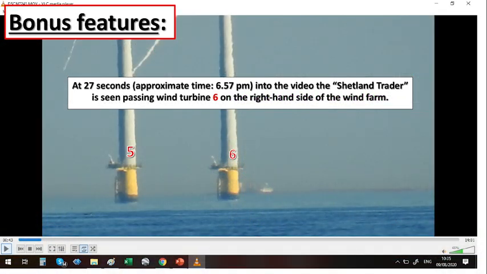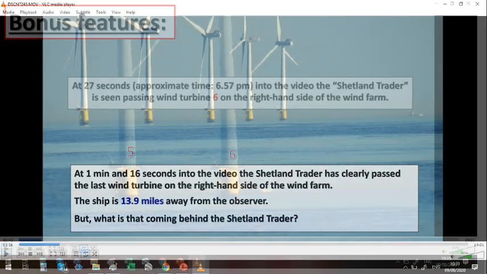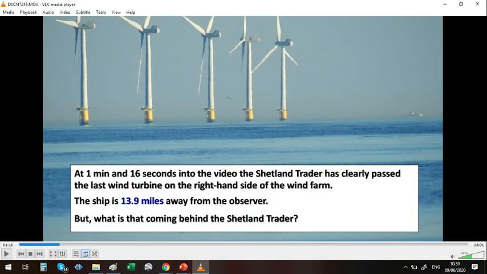Bonus features. At 27 seconds, approximate time 6:57 p.m., into the video, the Shetland Trader is seen passing wind turbine 6 on the right-hand side of the wind farm. At 1 minute and 16 seconds into the video, the Shetland Trader has clearly passed the last wind turbine on the right-hand side of the wind farm. The ship is 13.9 miles away from the observer.